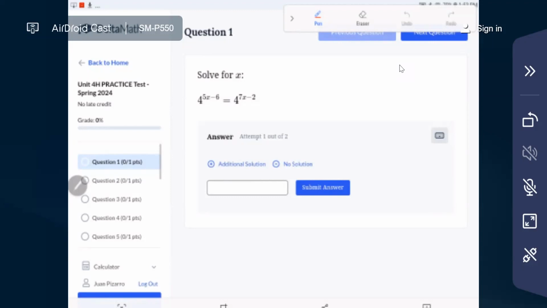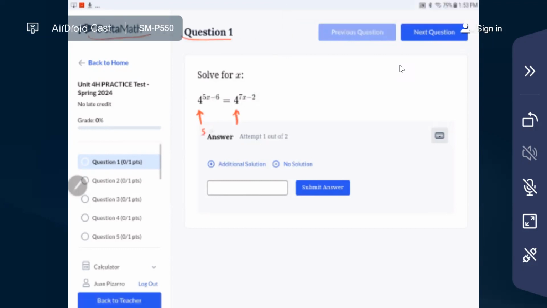So for those of you who weren't around for class, I'm going to go through the practice test, the Unit 4 practice test. Let's look at this first problem on Delta Math. So this is where we are, Delta Math, question 1.